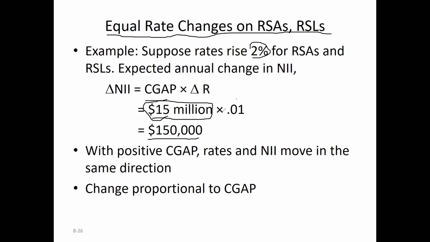But what if it's 2%? You just change it by 2% here. You just put 0.02, and you will see by how much it changes. If interest rate rises by 2%, let me just calculate 15 million times 0.02. So it's just double of it, 300,000, okay? Just double of it, you're going to have a 300,000 increase.